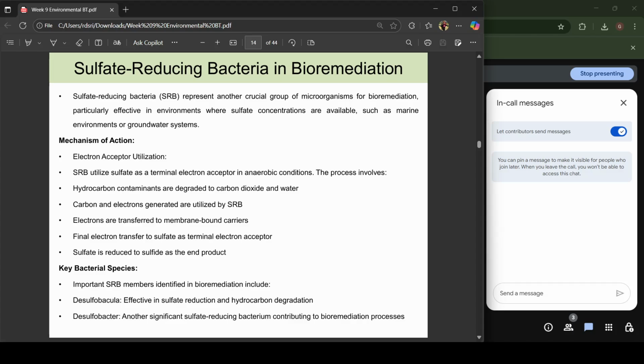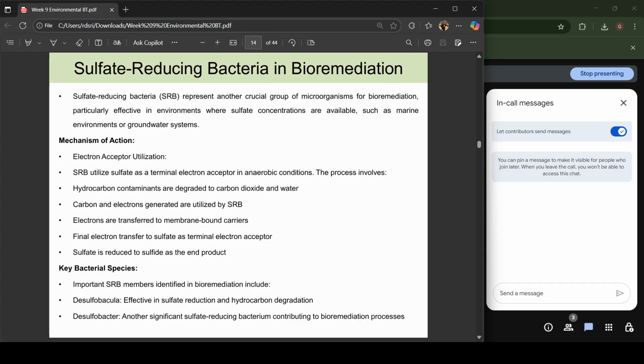Now we go to sulfate-reducing bacteria in bioremediation. Sulfate-reducing bacteria are another group of microorganisms that is very essential in bioremediation. We can find these bacteria in high sulfate concentrations, which include marine environments and groundwater systems. Sulfate-reducing bacteria utilize sulfate as the terminal electron acceptor, and in the process hydrocarbon contaminants are first degraded into carbon dioxide and water.